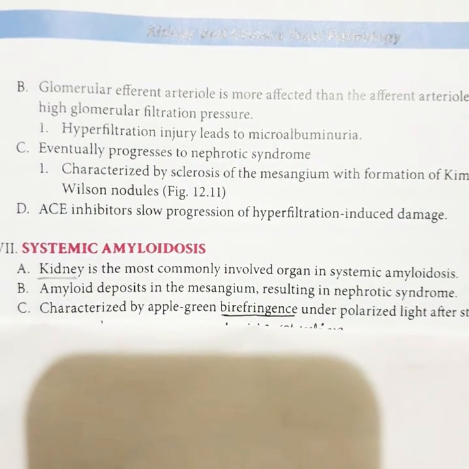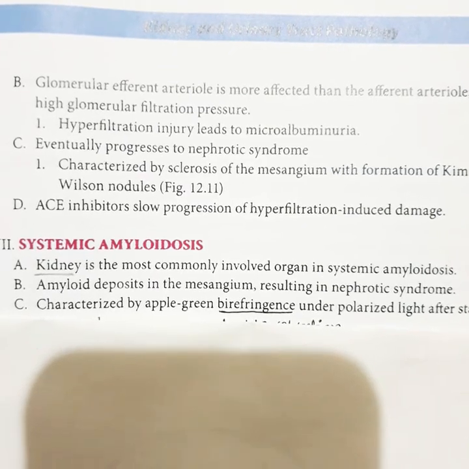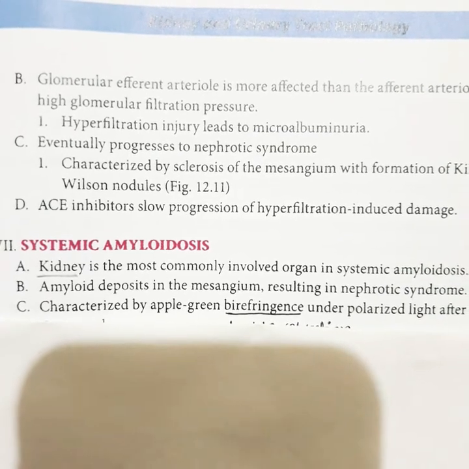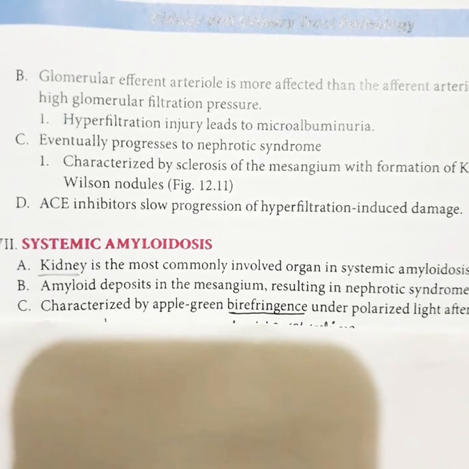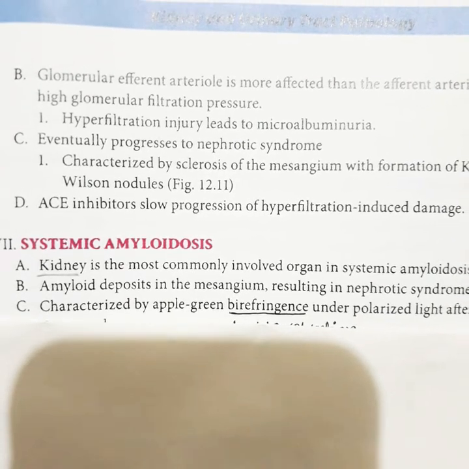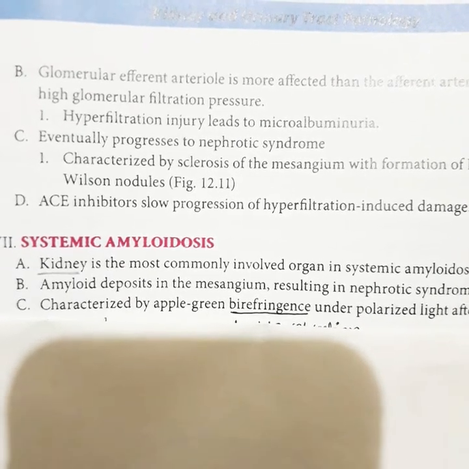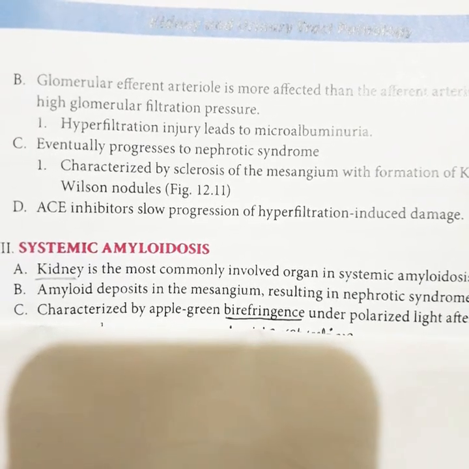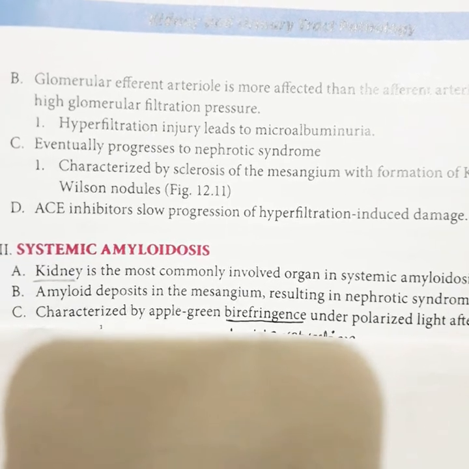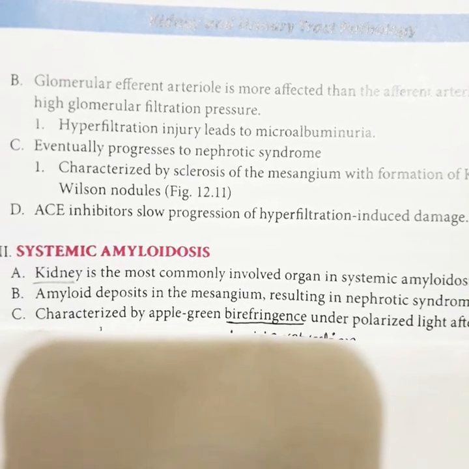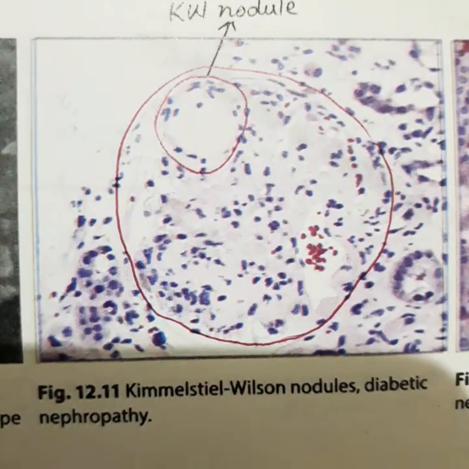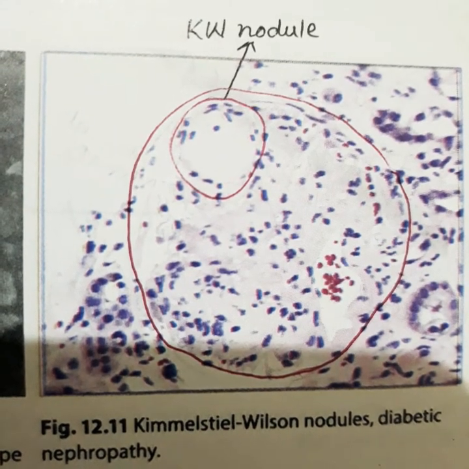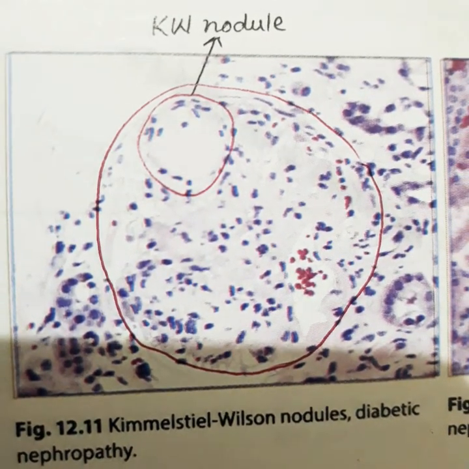Glomerular efferent arteriole is more affected than the afferent arteriole, leading to high glomerular filtration pressure. Hyperfiltration injury leads to microalbuminuria. Eventually progresses to nephrotic syndrome, characterized by sclerosis of the mesangium with formation of Kimmelstiel-Wilson nodules. ACE inhibitors slow progression of hyperfiltration-induced damage. That is a mesangium with Kimmelstiel-Wilson nodules present in the mesangium.